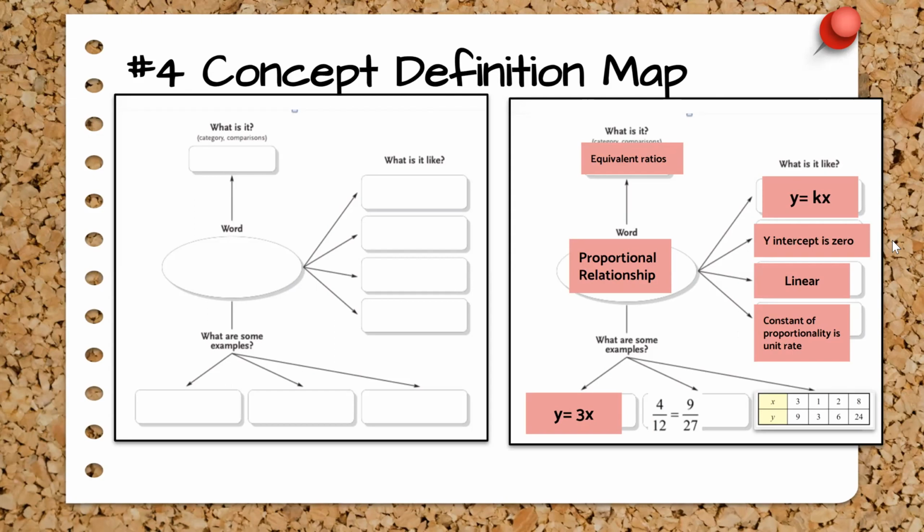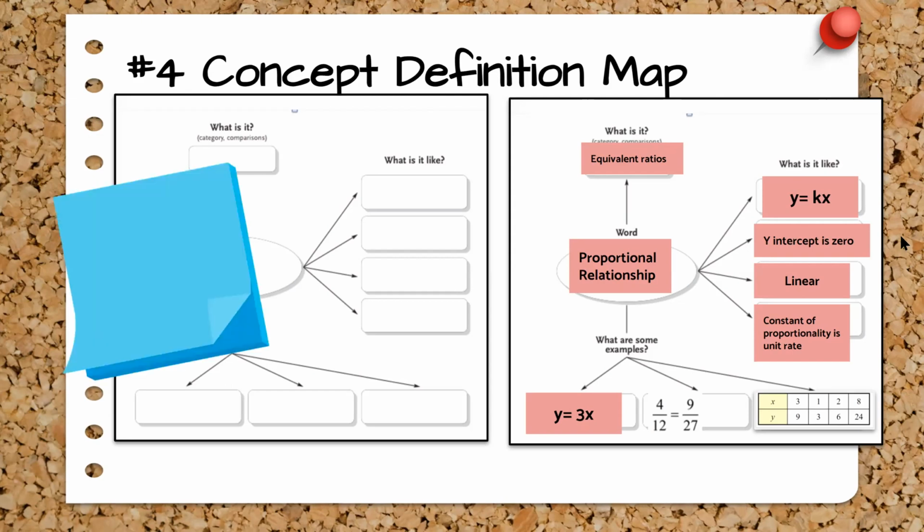So there's lots of different variations to this. We could give each group a different word or each student a different word in a small group. We could have students rotate around. There's lots of different variations for filling out the concept definition map.